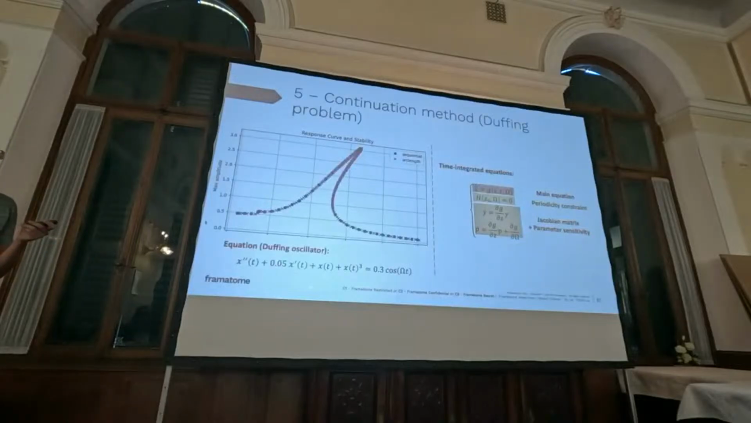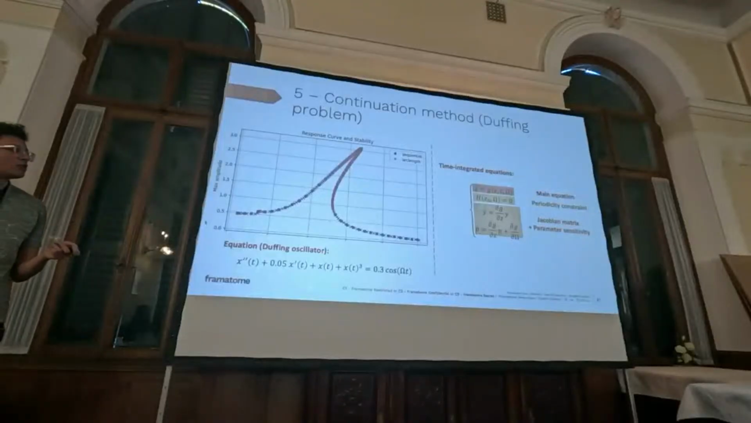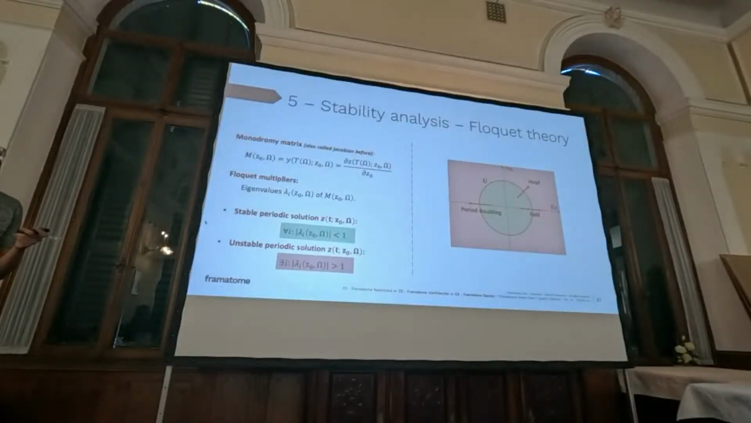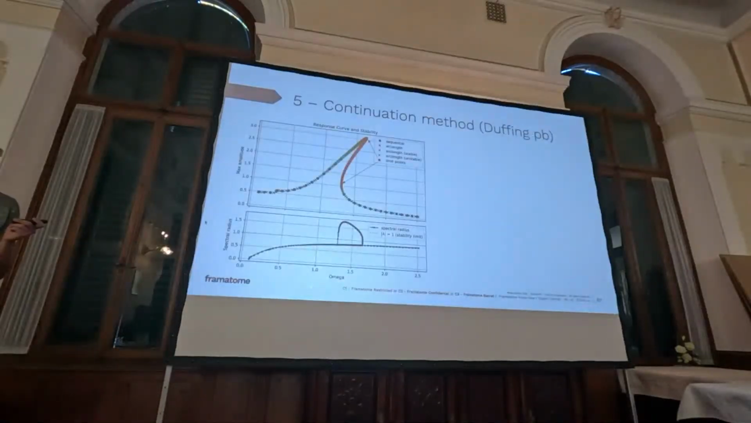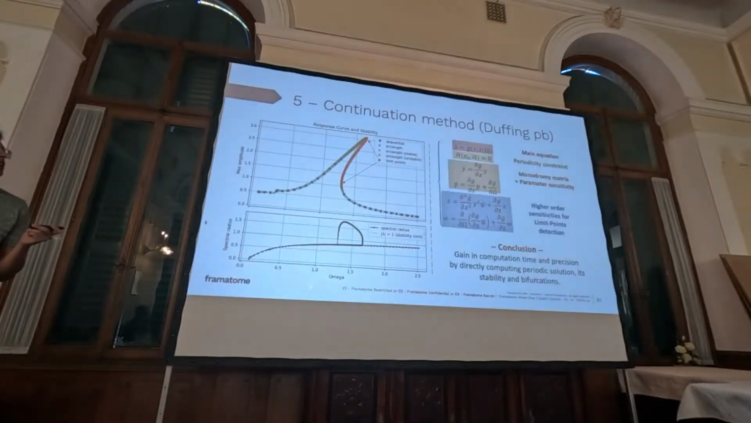And here is our response curve associated to the set of equations. And as for stability, we take the monodromy matrix and extract from it the spectral radius that tells us how stable the solution is. So it's similar, in the same fashion, to the maximal Lyapunov exponent explored before. And we can extract the stable branches and the unstable ones, as well as limit points that can be extracted through higher sensitivities.